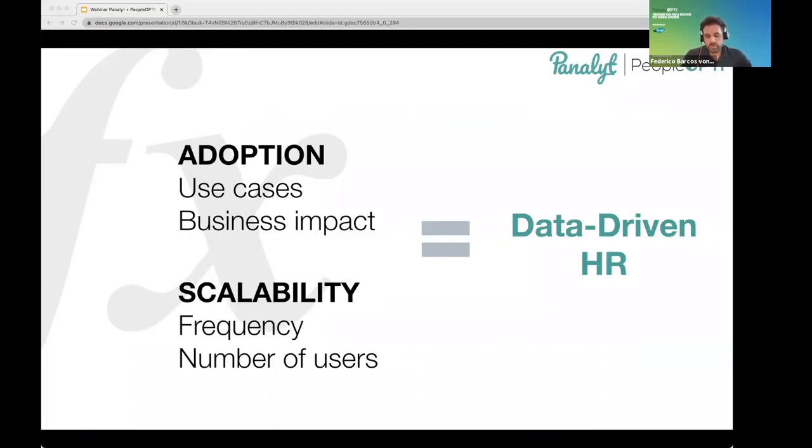So we are seeing a relationship between your technology stack, in terms of how you use technology, and the speed of adoption and scalability of people analytics. Your technology structure is going to have a direct impact on the number of use cases that you can produce from the people analytics team, the kind of business impact, and also the scalability: the frequency that your business leaders are making decisions based on data, and of course the number of users in your company using data to make better informed decisions about how you manage people within your organization.